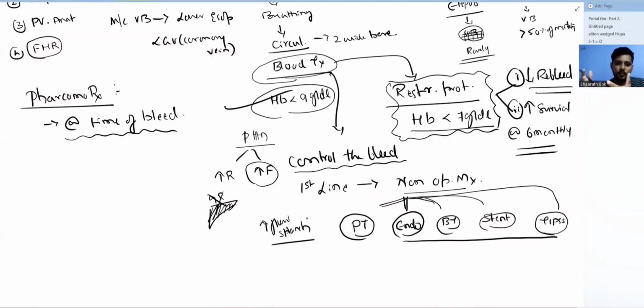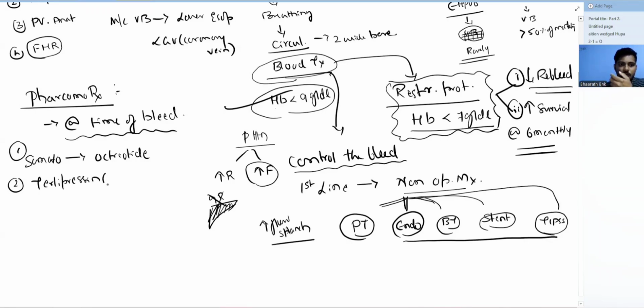Splanchnic circulation can be reduced by giving a splanchnic vasoconstrictor. That is why we use somatostatin. Somatostatin was used earlier, but now it has been replaced with octreotide, because octreotide is a longer acting analog. This is one. Even after this, if the bleeding is not controlled, then you can use terlipressin.